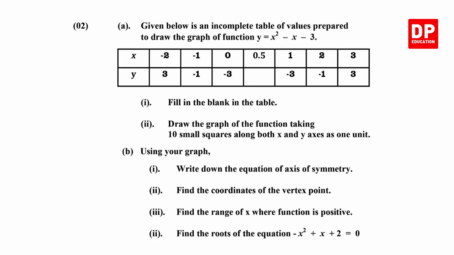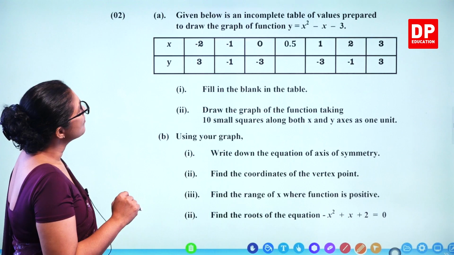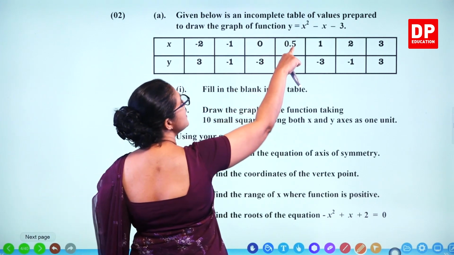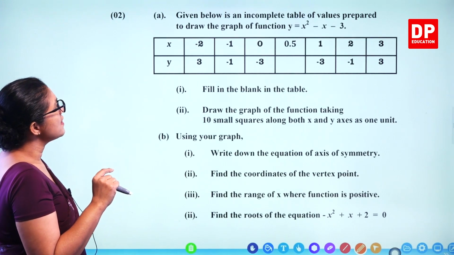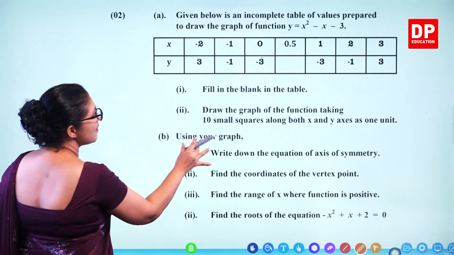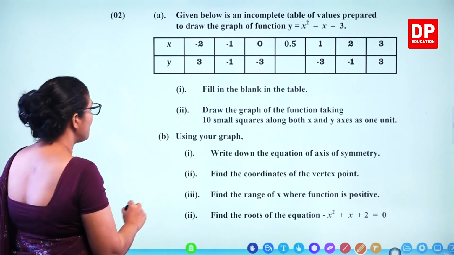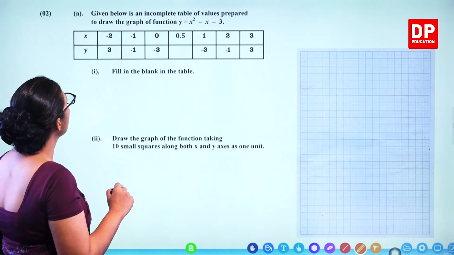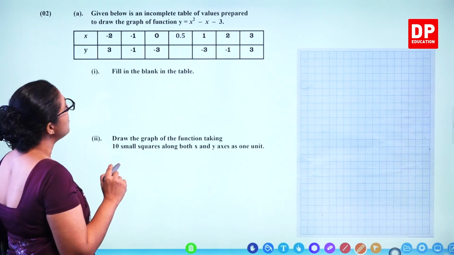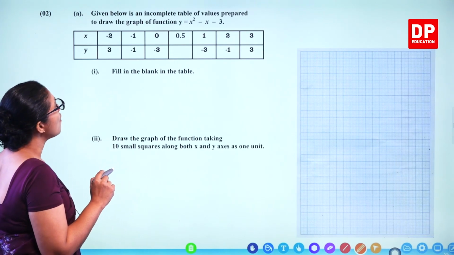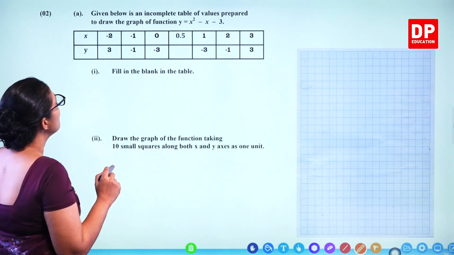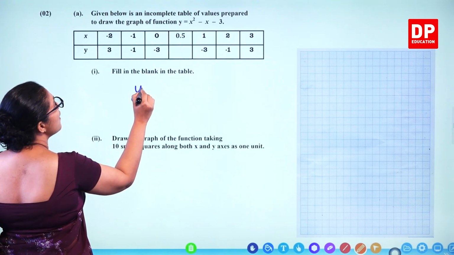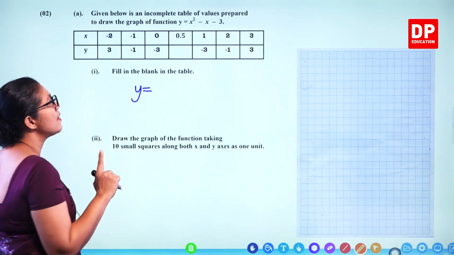Question number 2. This is about quadratic graphs. The only difference here is that you get a decimal answer. So we have to substitute a decimal value, and using the graph, you have to answer these questions. So let's take the graph. Given below is an incomplete table of values. Prepare to draw the graph of the function y equals x squared minus x minus 3. Fill in the blanks. So you have to find the y value when x equals 0.5.